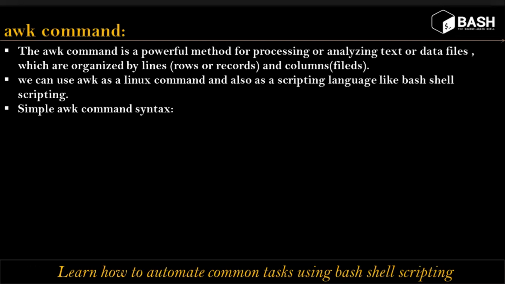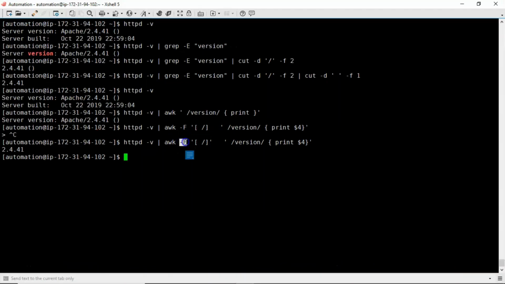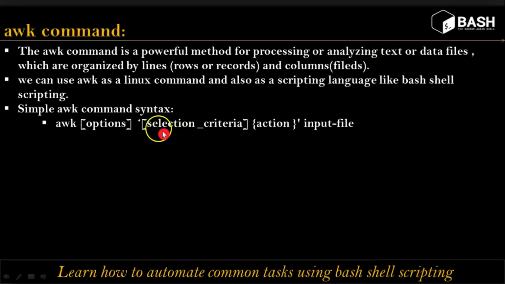Now let me give the simple syntax for the AWK command. AWK options. Options are always optional. So just now we have given -f here. This is an option, and here we didn't provide that option. If you want, you can provide it, otherwise you can skip. Then in single quotation, you have to provide some selection criteria and some action. Action is there in the curly braces. This action is always print, and selection criteria is optional. So if you want, you can provide it.